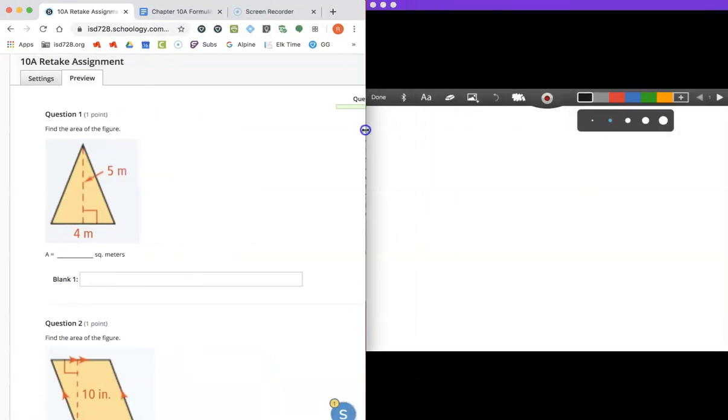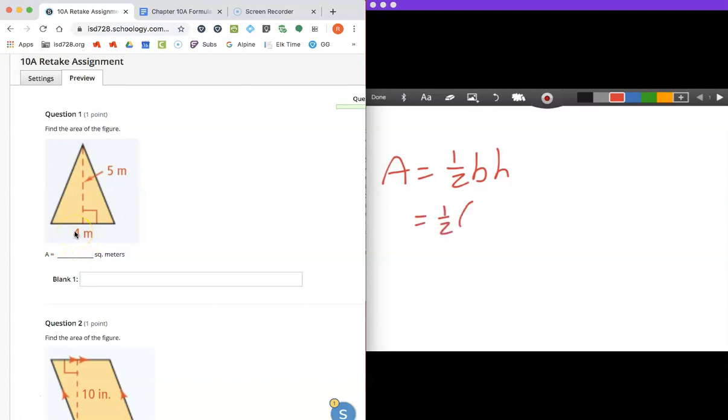So maybe this is even work in your head here, but for a triangle, we have 1/2 the base times the height, or base times height over 2. So on the bottom here, we have a 4. That's going to be our base. The height this time is 5. So we have 1/2 of 4 times 5. 4 times 5 is 20. 1/2 of 20, we have 10 meters squared.